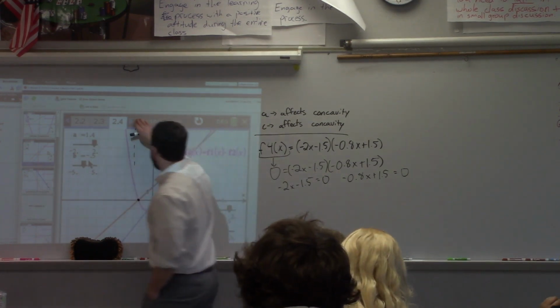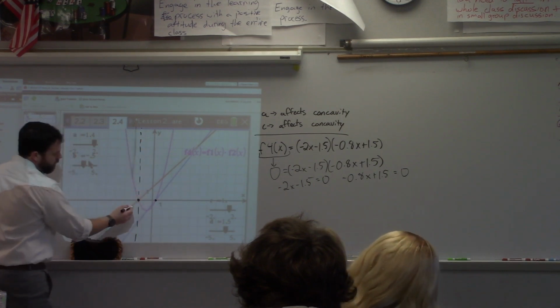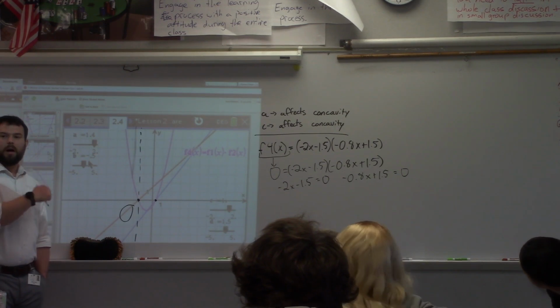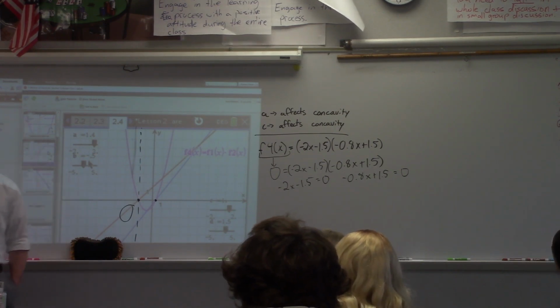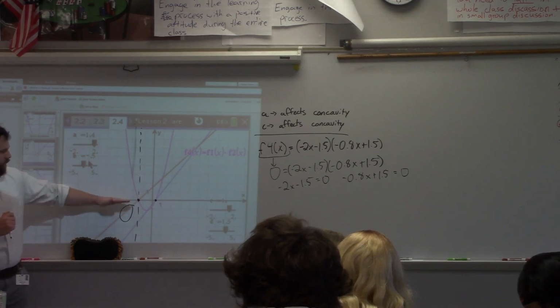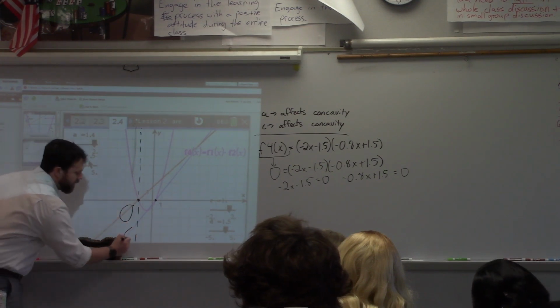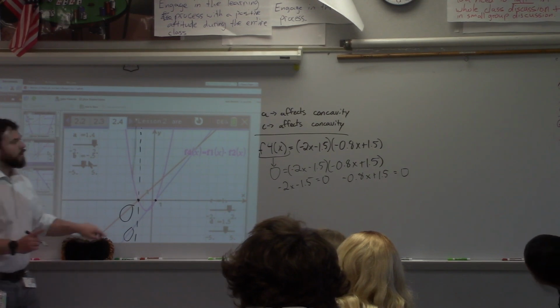If I look to the left of this root, right here, this linear factor, does that have a positive or negative value? If I'm looking at the y's, are those positive or negative? It's below the x-axis, right? So they're negative. If I look at these, are those positive or negative? They're negative, right? Guys, you need to pay attention to this.